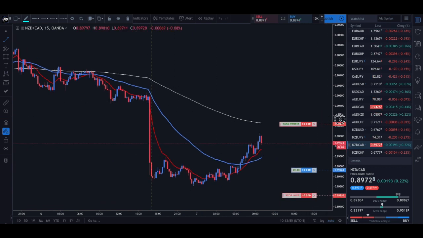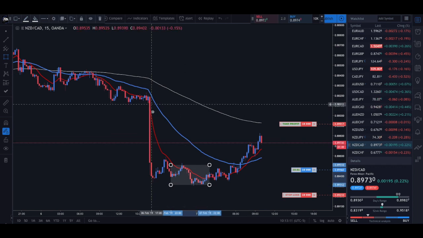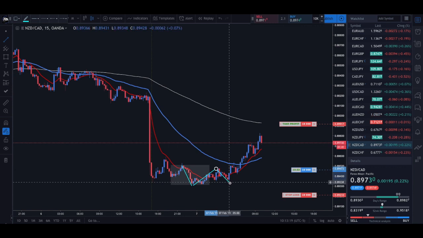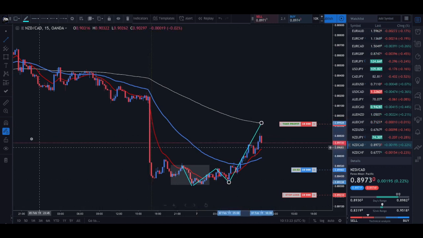NZD CAD, again, very similar trade setup to the rest of the NZD pair trades. I mean, they're just pretty much all the same. All of them made the major move right before the turnover into the Asian session. So we're just doing the same thing on most of them. That's the goal, basically, to get it up there. So we'll see.